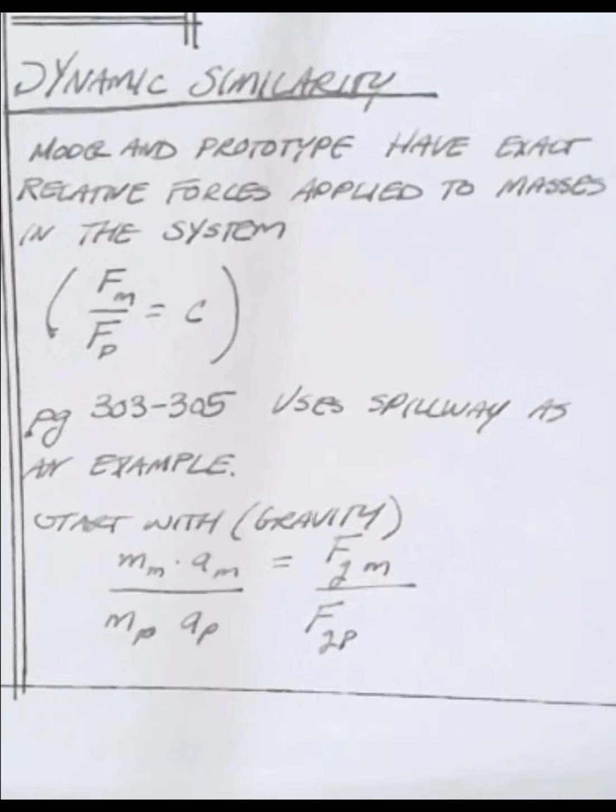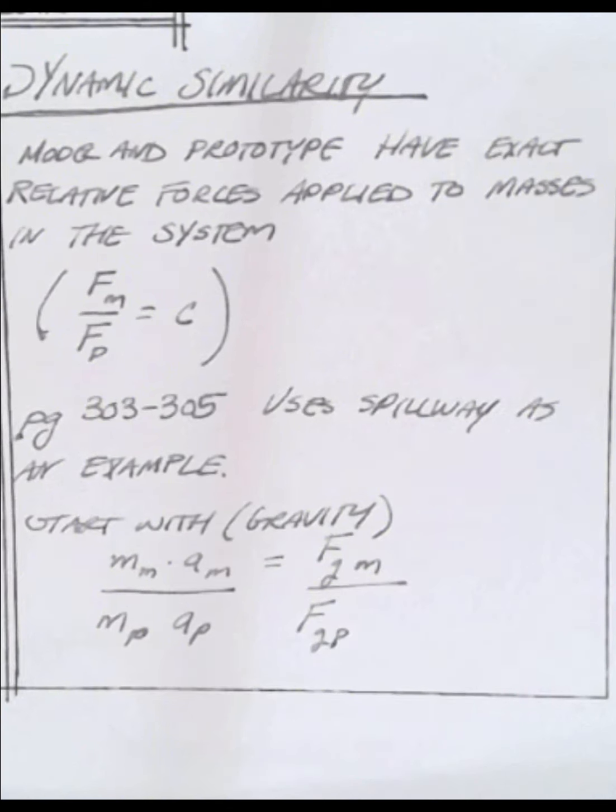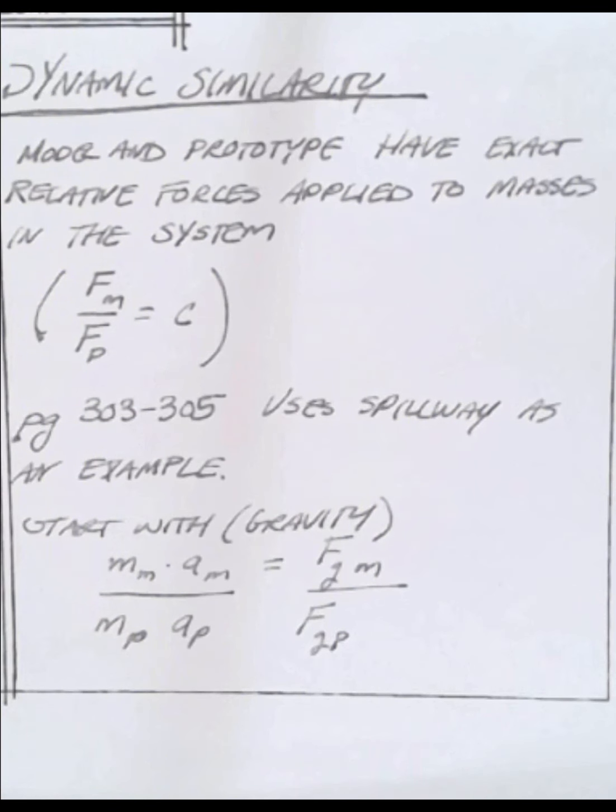The next and most severe type of similarity is called dynamic similarity. And this is where we require that the model and prototype have exact relative forces applied to the masses in the system. You can think of that as the force in the model divided by the force in the prototype. Those equal some constant, and that constant is preserved throughout the similarity process.